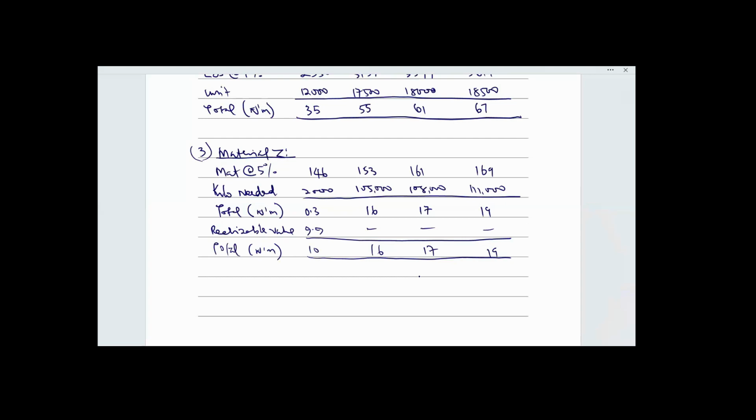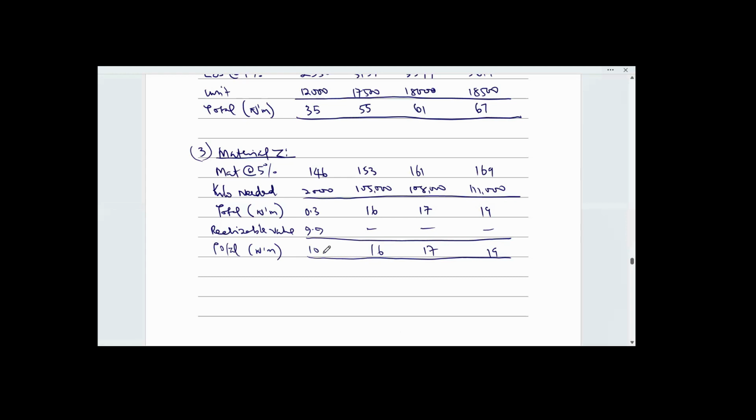Okay, that's the total. Because if you go back to the question, the examiner told you that 70,000 kilos of material Z are already in inventory and are not required for other production. The realizable value of the material is 9.9, meaning that if the company wants to sell this material Z, this 70,000 kilos, they are going to earn 9.9 million. But because they want to use it for this project, they are not going to earn that. That represents an opportunity cost. So that's that. I'm done with material Z.